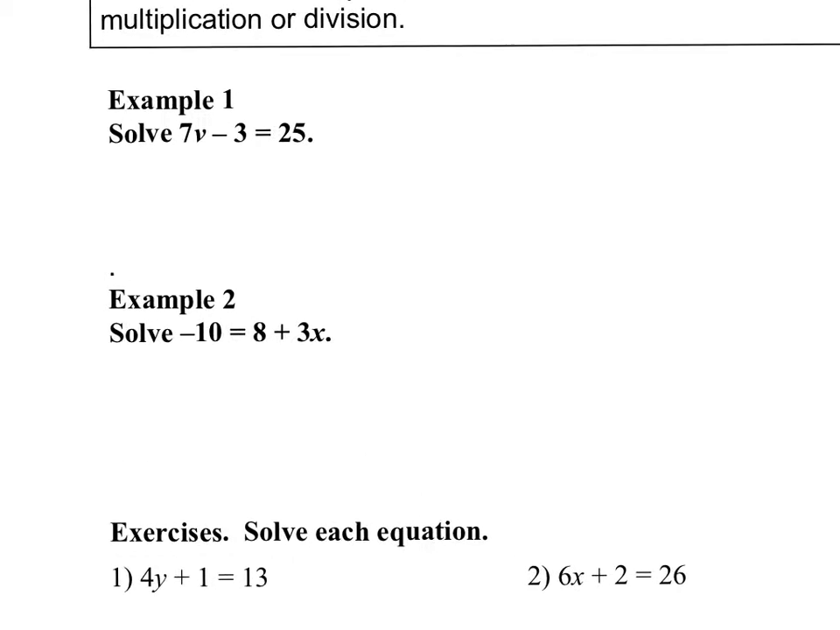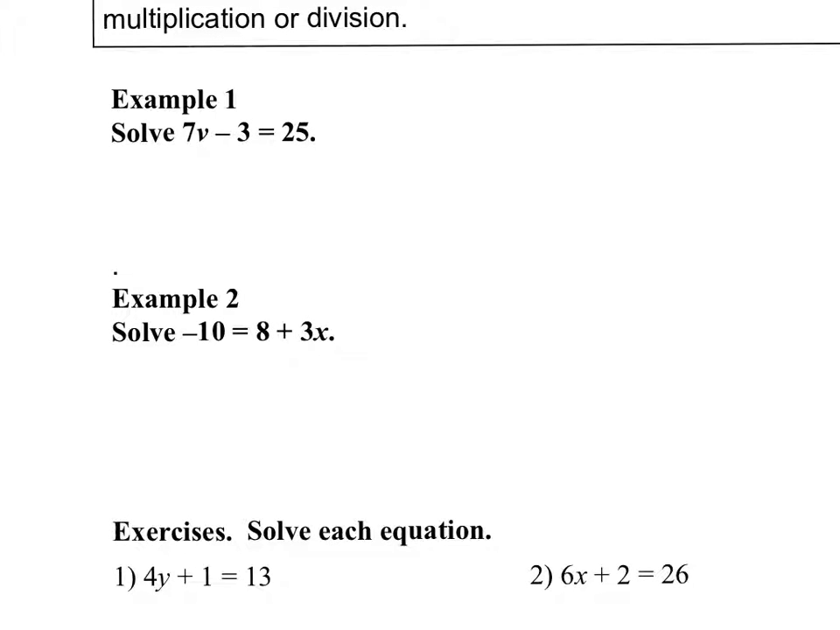So example 1, the variable is v, right? Okay? So if I'm solving for v, I need to take everything away from v. Does that make sense? And I need to single it out so that I can solve for it. So to take everything away, I have to work backwards, and that means I have to do the opposite. So I always deal with whatever's attached to the variable last.